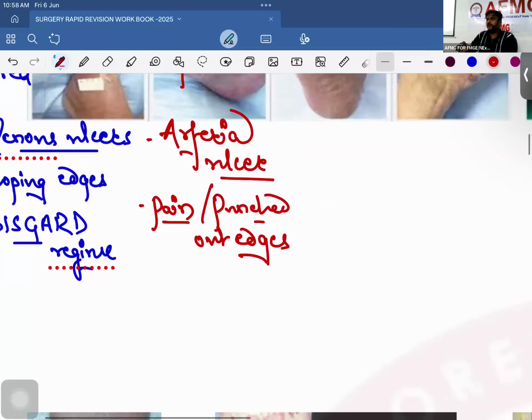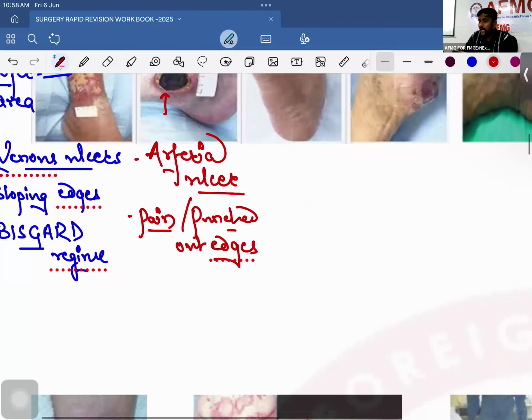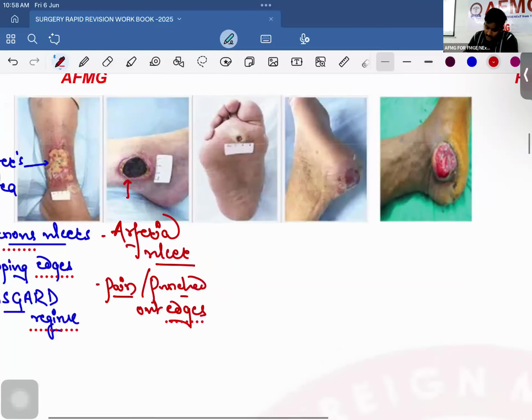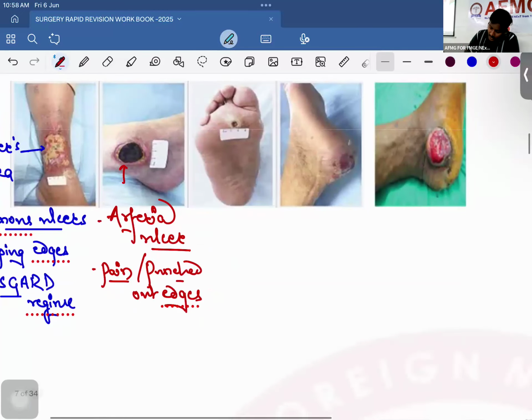Treatment is going to be revascularization and dressing, beta. Why? Because if the arterial blockage is not relieved, the blood flow will not restart, beta, and the ulcer will not heal. So revascularization and dressing should be done. Next picture is of... Very good.